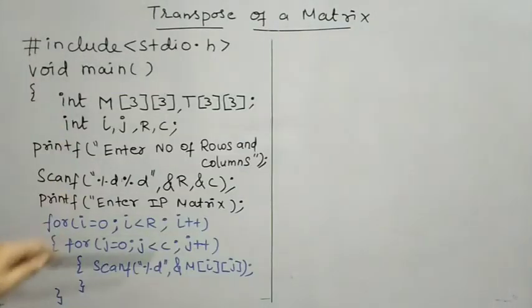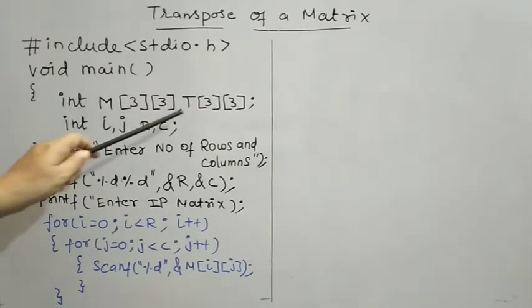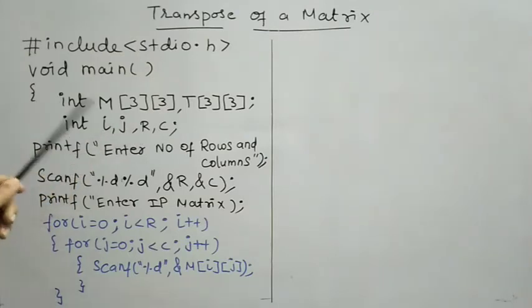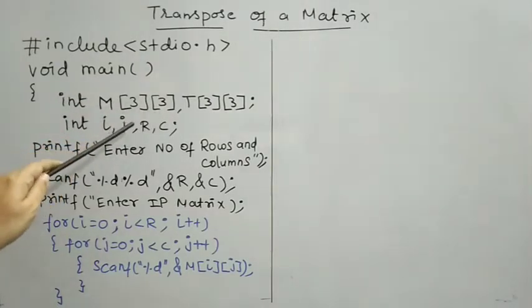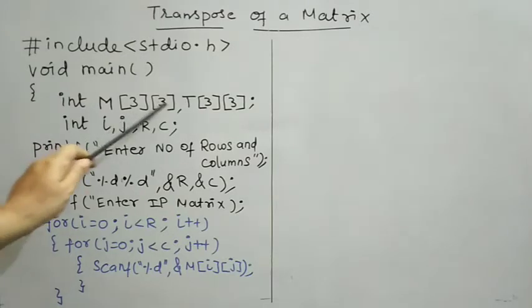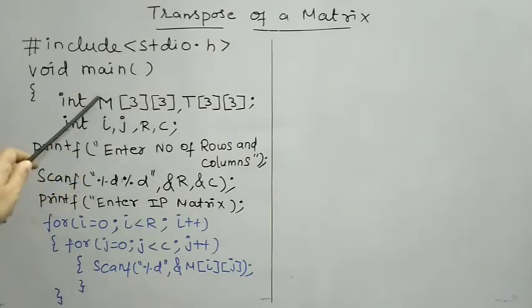We have written the C program. Inside main, we have the declaration section first. M is the input matrix, and T is my output matrix. The input matrix is implemented as a two-dimensional array with index 3 into 3. Totally we can have 9 elements in this input matrix.